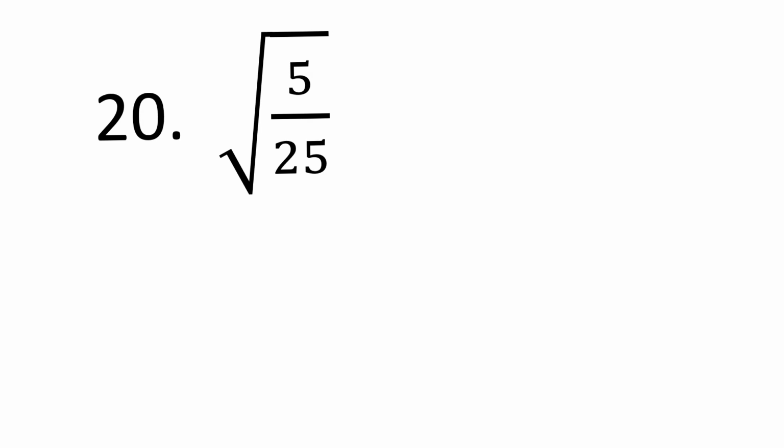20 has a radical with a fraction. So this is going to be using the quotient property. So first, you check if you can simplify the fraction inside of the radical. So you can. You can simplify by 5. You can divide both numbers by 5. So this will be the square root of 1 over 5.